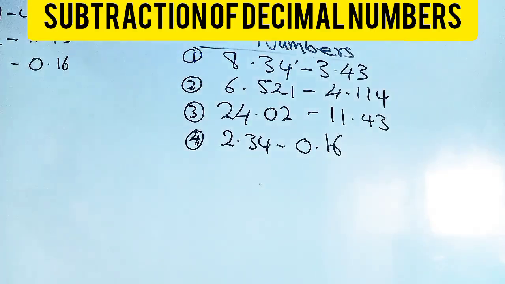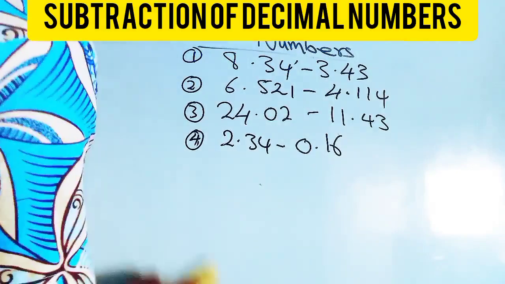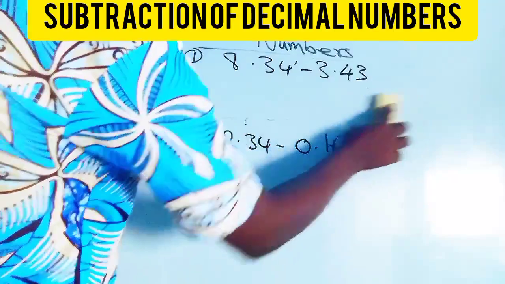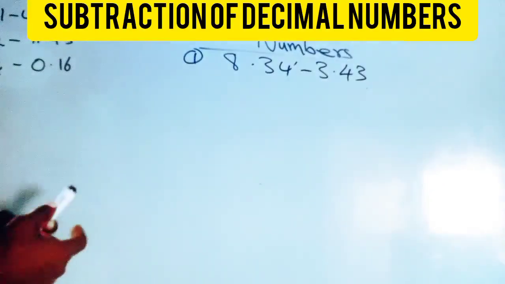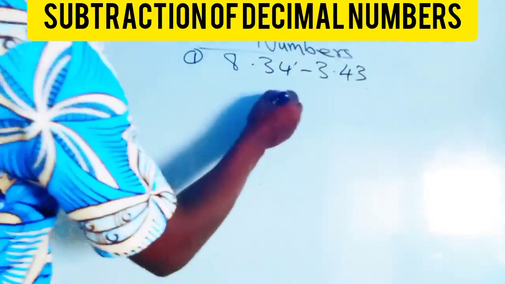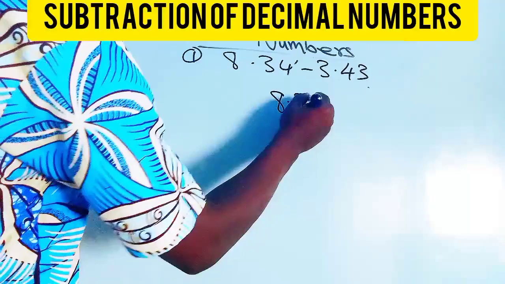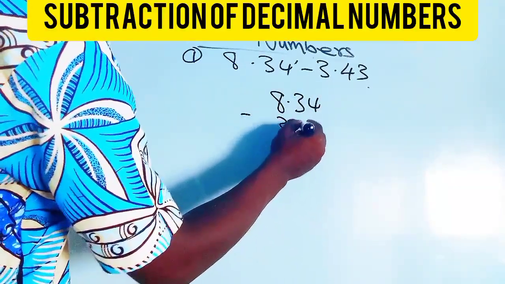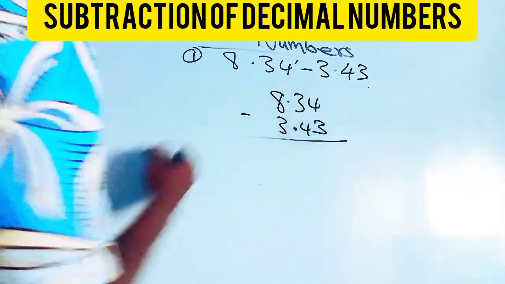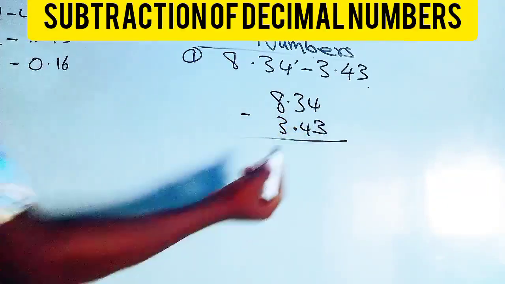Okay, welcome back. Let's solve these questions together. Okay, let's start with question number 1. As usual, we are going to rewrite the questions. You'll be having 8.34 minus 3.43. Let's solve this together.